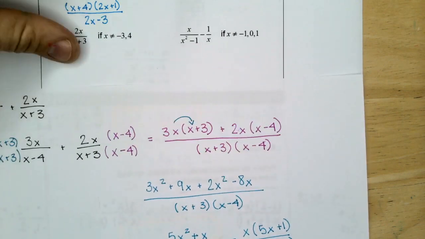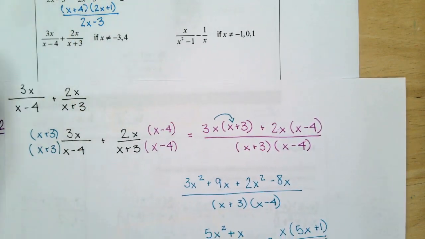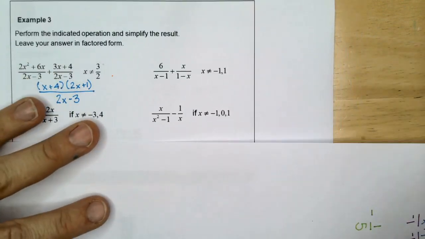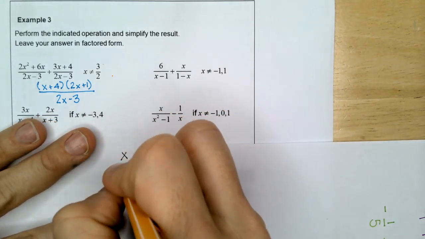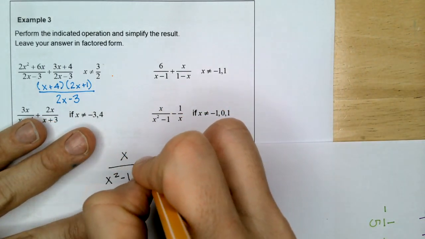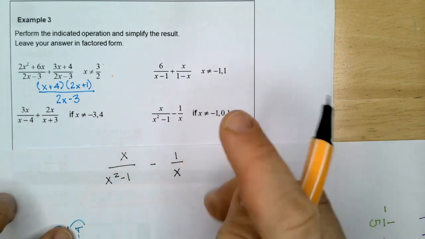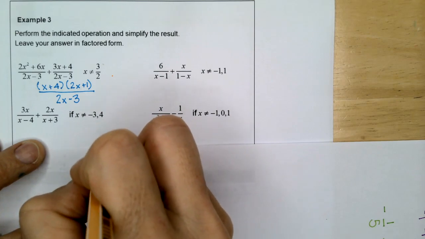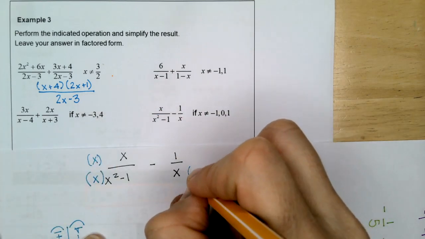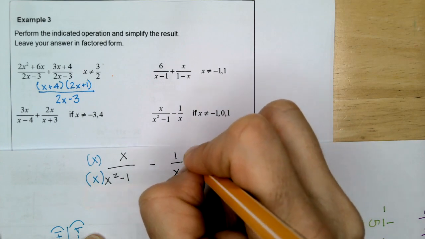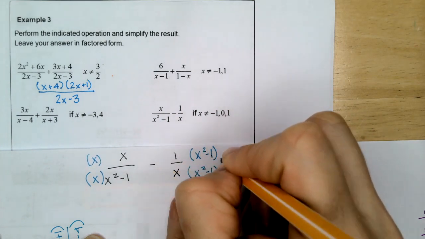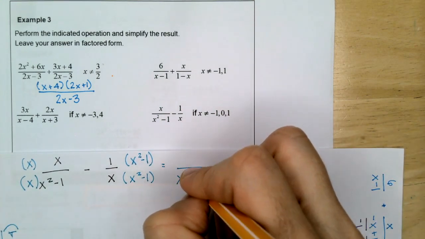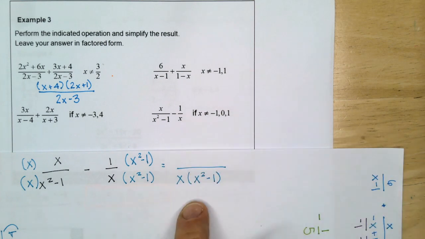Good. And same thing with this last example. We have x divided by x squared minus 1 minus 1 over x. We need these denominators to be common, so I'm going to multiply the top and the bottom here by x. I'm going to multiply the top and the bottom here by x squared minus 1. Good. Now we have a bottom in common, x times x squared minus 1, leaving it in factored form.